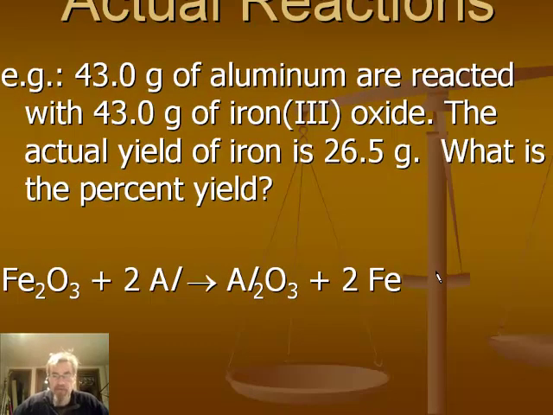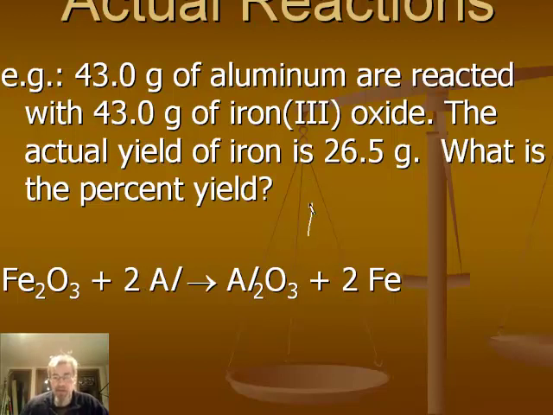It tells us we have 43 grams of aluminum and 43 grams of iron(III) oxide, and they're going to react together according to the equation given below. This is the famous violent exothermic thermite reaction. It says the actual yield of iron is 26.5 grams, and we're supposed to calculate the percent yield.